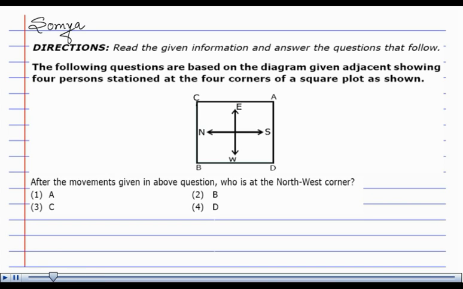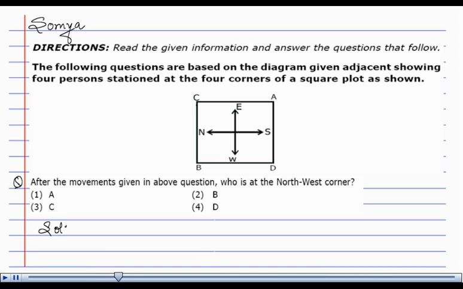The following questions are based on the diagram given adjacent, showing 4 persons stationed at the 4 corners of the square plot as shown. And the question is, after the movements given in the above question, who is at the northwest corner?